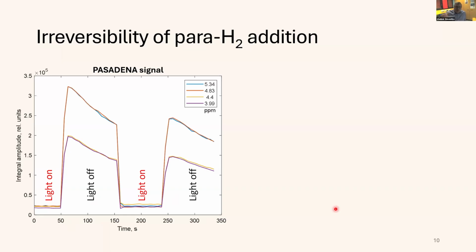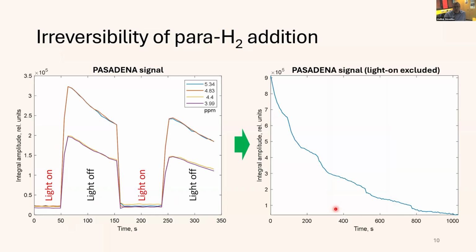This behavior, the dropping of the signal, is mainly determined by the irreversibility of parahydrogen addition and the gradual consumption of the active biradicaloid form in solution. This becomes even clearer if the light on periods from this graph are removed, and we can plot the decay of the enhanced signals as a function of time during light off periods. The rate constant of this decay correlates well with that of the thermal back conversion from the inactive Hussein form.